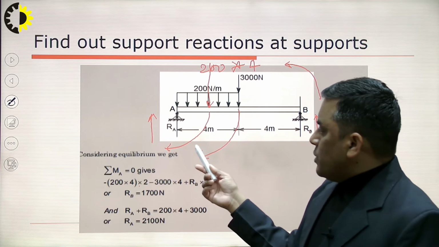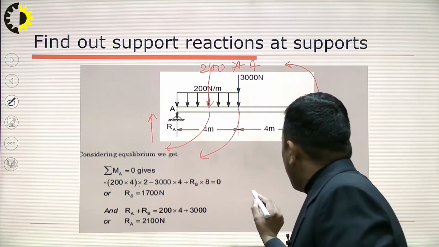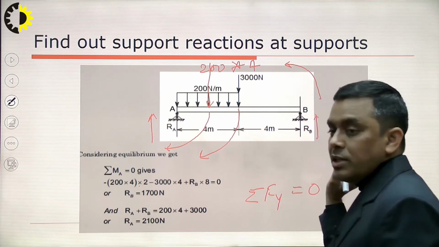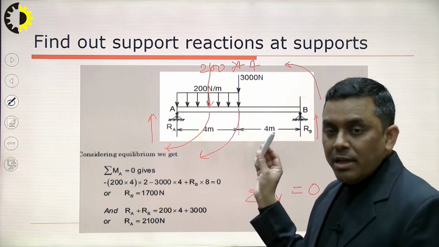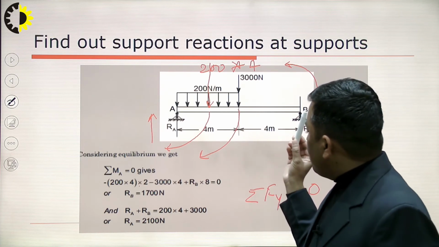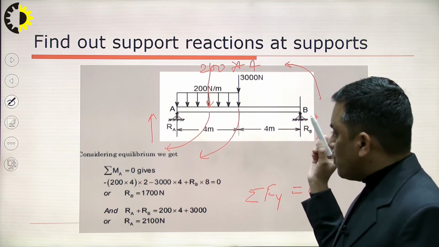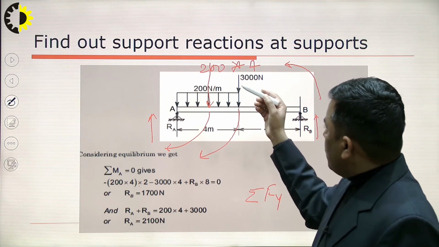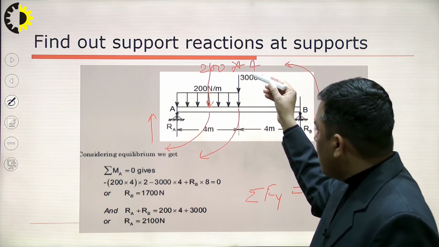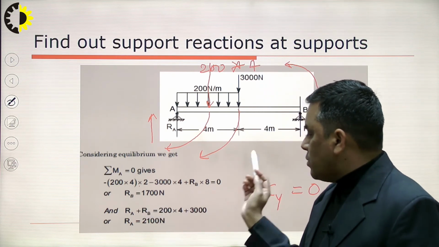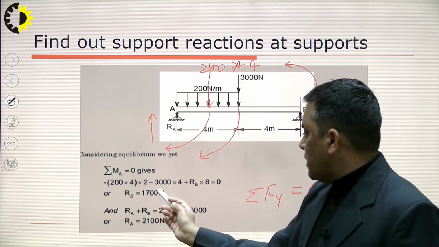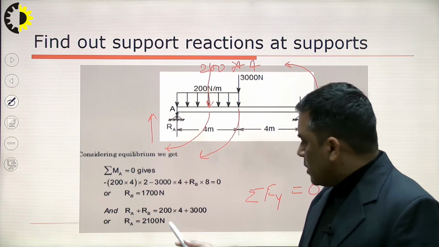Another equation we can use is sigma Fy equal to 0. Sigma Fy equal to 0 means the algebraic sum of forces in the vertical direction. So how many forces? Ra and Rb. These two forces are vertically upward, and the two loads, 200 into 4, which is the UDL, and 3000, are vertically downward. So Ra plus Rb equals 200 into 4 plus 3000. Rb is already available, so Ra will be 2100 Newton.